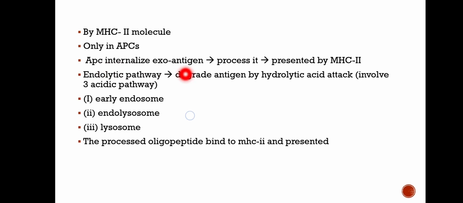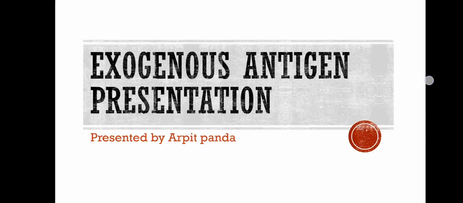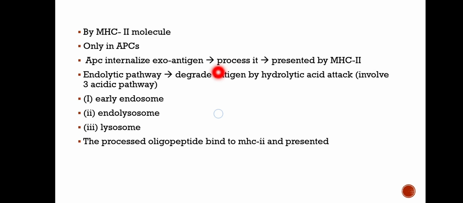Let's suppose an antigen is exposed to a dendritic cell. Now the dendritic cell engulfs, by the process of endocytosis, internalizes the exoantigen and processes it. Here process means breakdown of that antigen into smaller peptides. Antigen is mainly proteins, so these proteins are broken down into peptides of 8 to 13 amino acids.